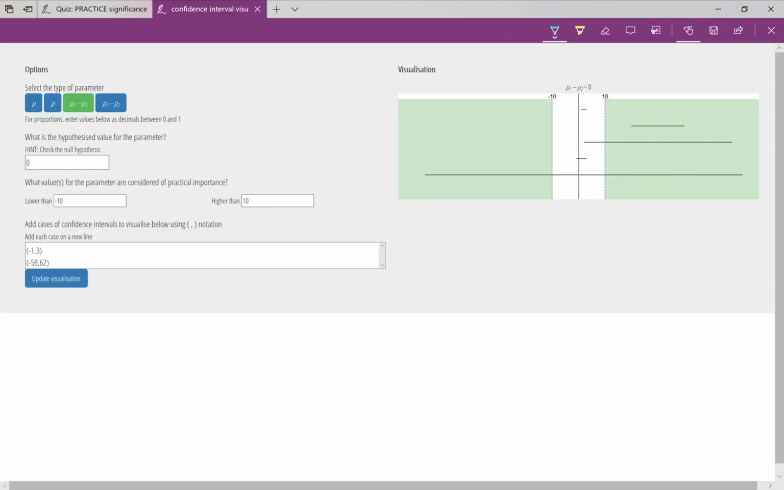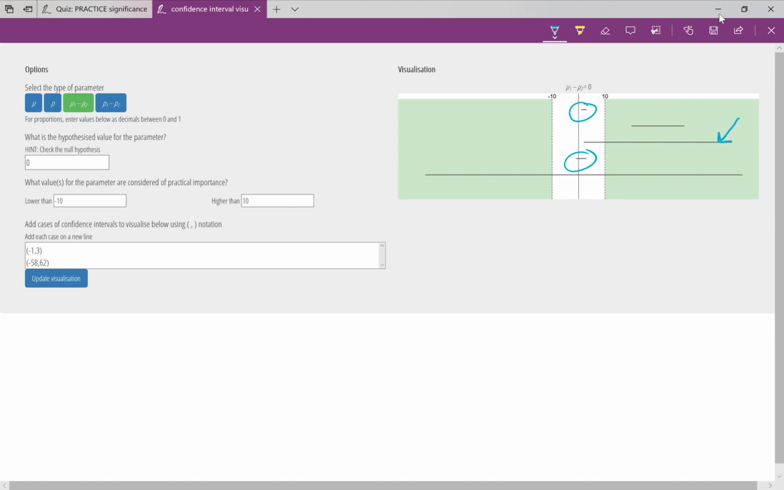Well, anytime that we have a confidence interval that sits entirely in the green zone, that means all the way along that confidence interval, we have practically significant values for the difference. So this one here, case 2, entirely practically significant. Cases 1 and 4, where we've got the entire interval sitting in the white zone, that means nowhere along that confidence interval could we have a value of the parameter, a value of the difference between the two means, as 10 or more.